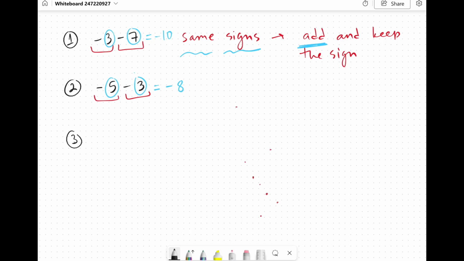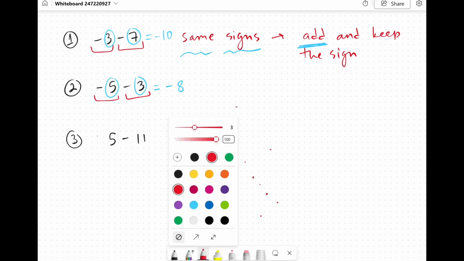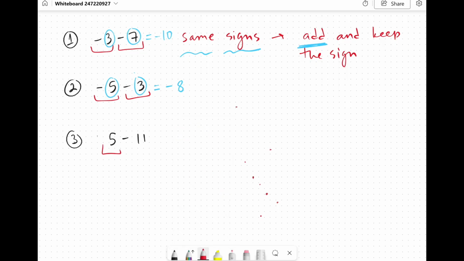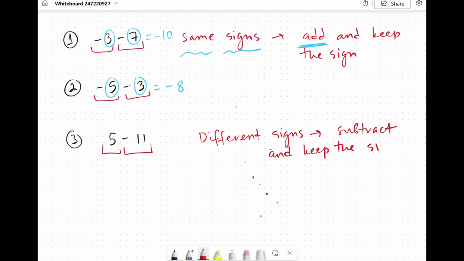So the next example, example number 3, is 5 minus 11. So here you have two numbers. One is a 5, which is a positive 5, and one is 11, which is a negative 11. So here you have different signs. One is positive and one is negative. When the signs are different, you will be subtracting and you will be keeping the sign of the larger number.